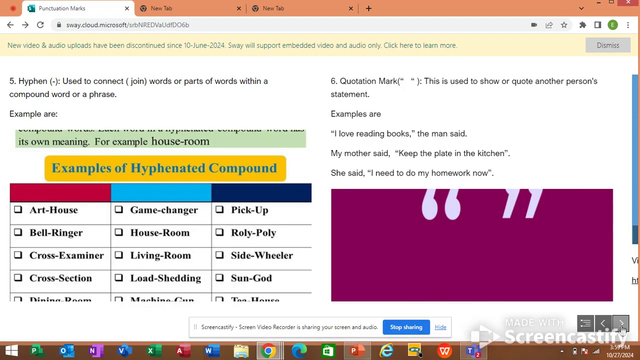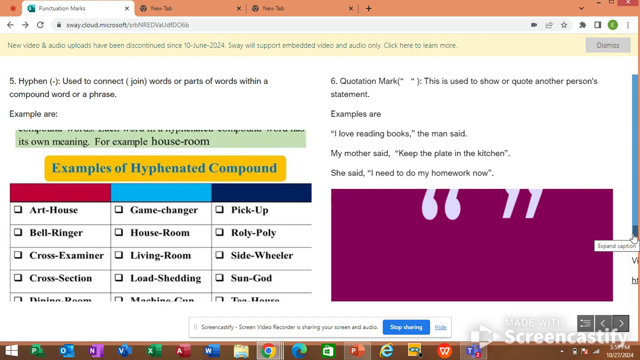Okay, the next one here is a hyphen. We use a hyphen to connect or join words or parts of words within a compound or a phrase. We use a hyphen to join a word. The main words that we use a hyphen to join are called compound words. Compound words are 2 words that make one word.